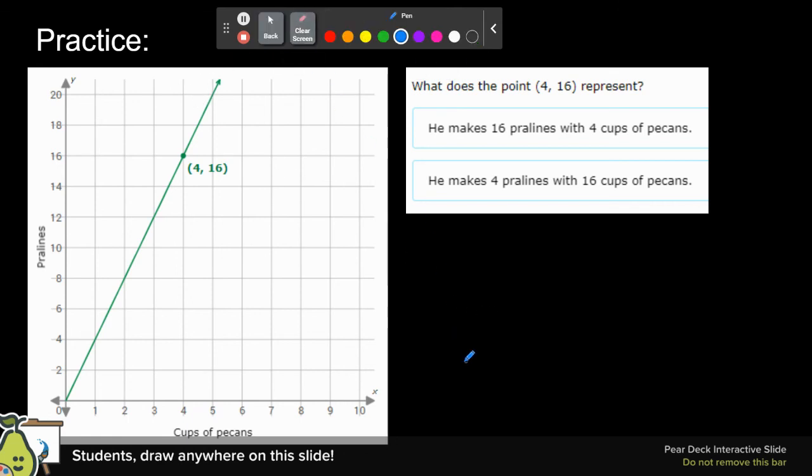All right. So again, let's see what this point is. It's 4 what? 4 cups of pecans, depending on how you pronounce it, and 16 pralines. Okay, 4 cups of pecans, 16 pralines. Which one is that here? 16 pralines and 4 cups of pecans right there, right? That's the winner.